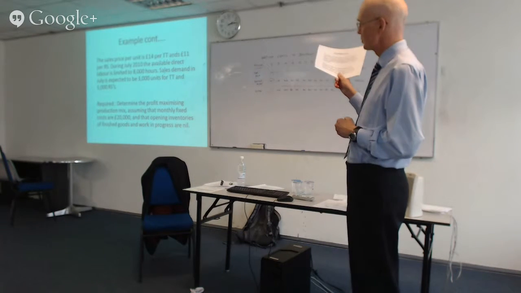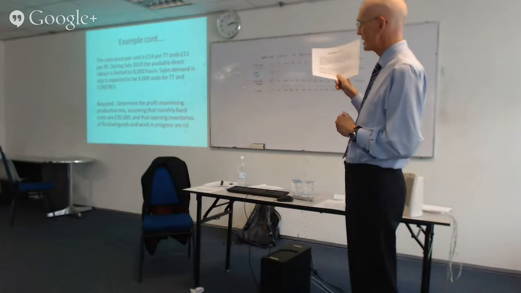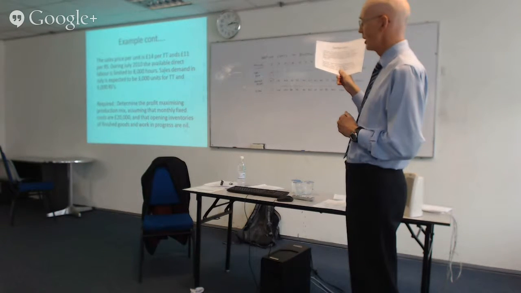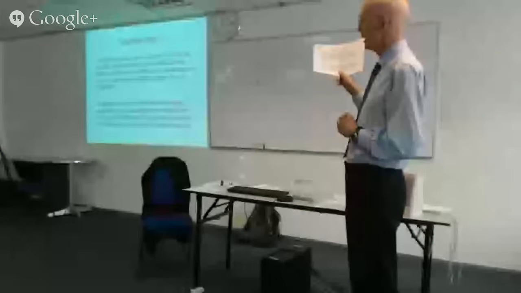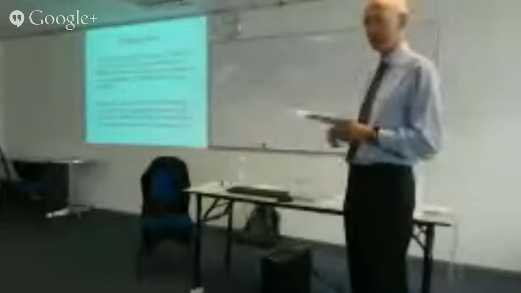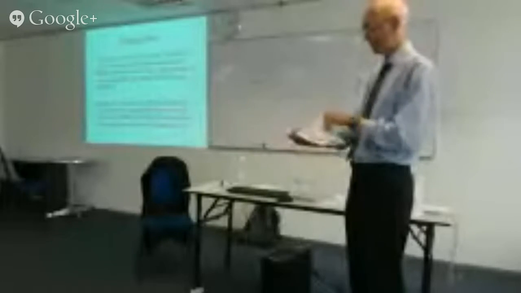So suppose we've got a sales price of 14 for the TT and 11 for the RS. Suppose also that direct labour is up to 3,000 and 5,000 hours. The question is, how do we maximise our profit? Assuming we'll have no complications about stock and what have you. Okay?